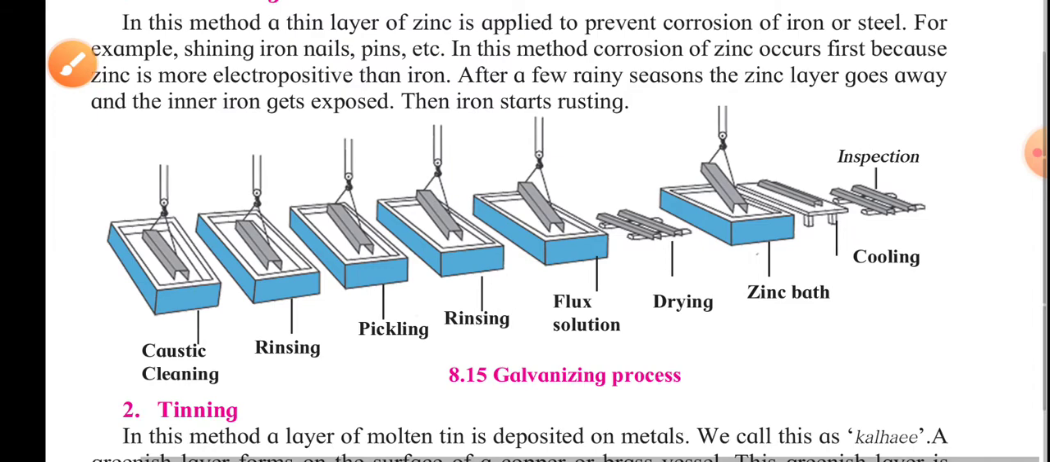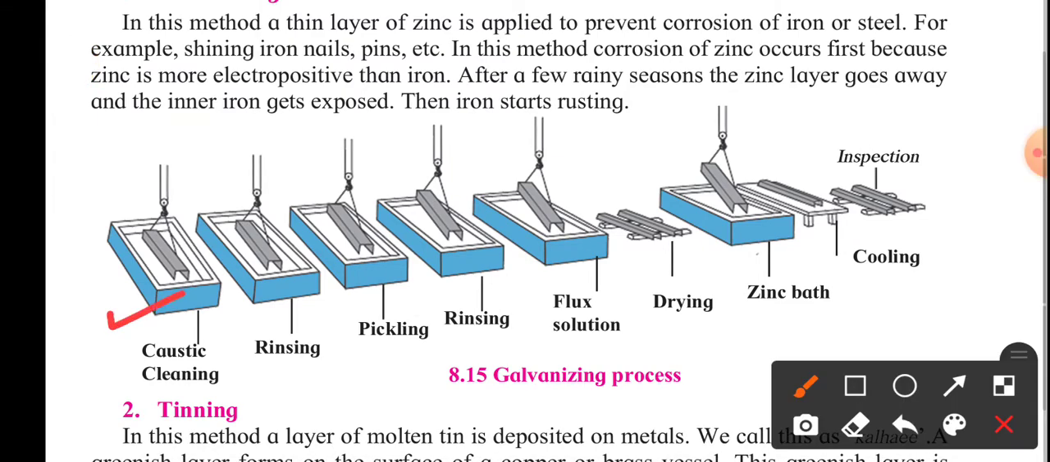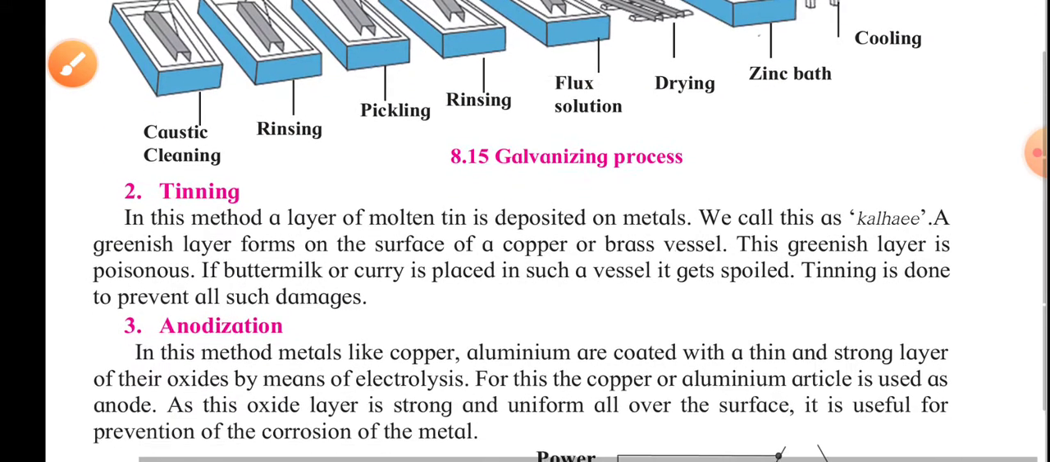So for that, the steps are: first of all, casting, cleaning, then rinsing, then pickling, rinsing again, then the flux solution, then drying, then the zinc bath, and then cooling. That is the final galvanizing process.